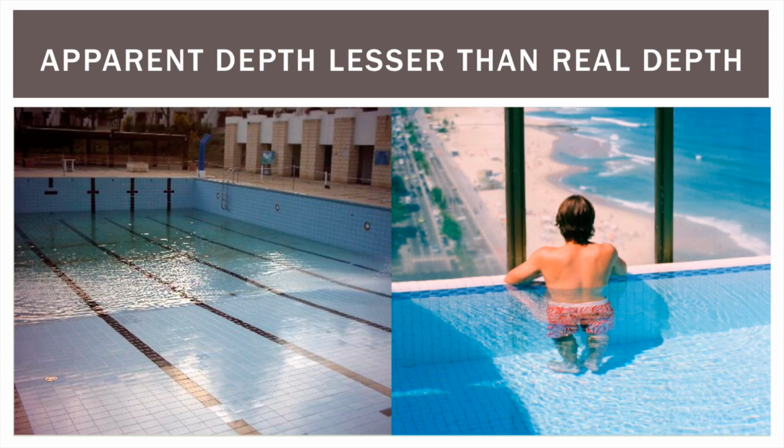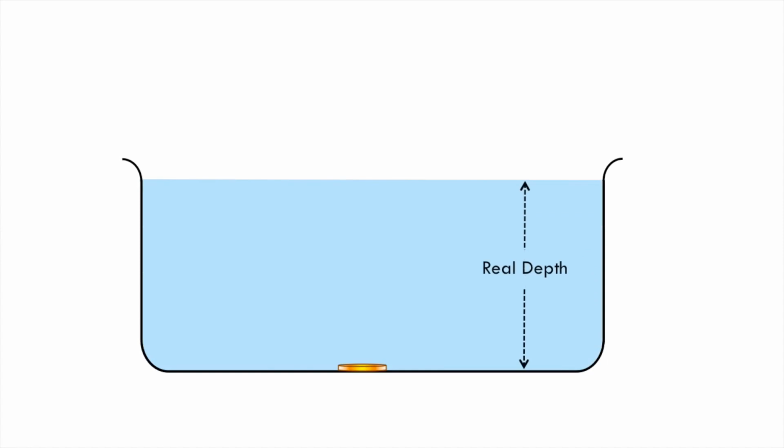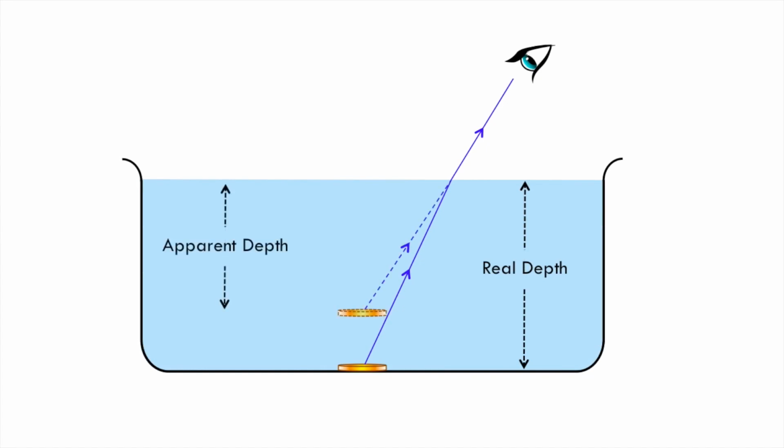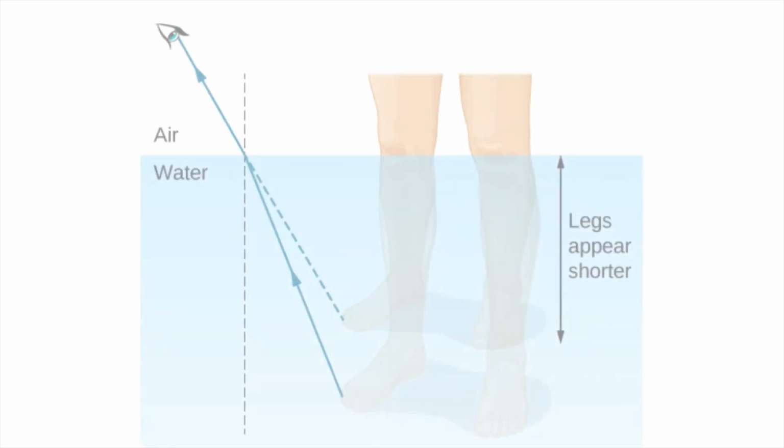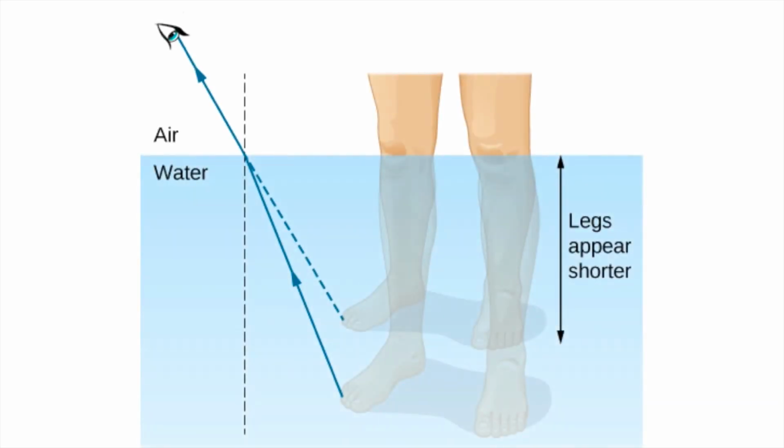To understand how this happens, consider a coin placed at the bottom of a vessel filled with water. A ray of light that travels from the coin bends away from the normal to meet the observer's eye. However, to the observer, the light ray seems to have taken a straight path. This causes the coin to be placed at an apparent depth that is lesser than the real depth. This diagram shows why the legs of a person standing in a swimming pool appear to be shorter.